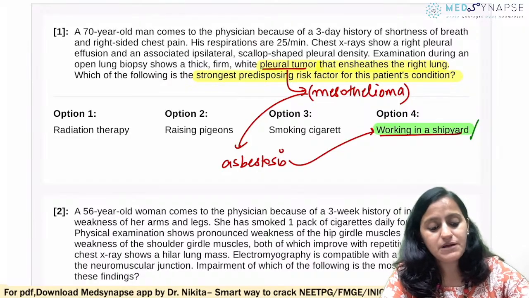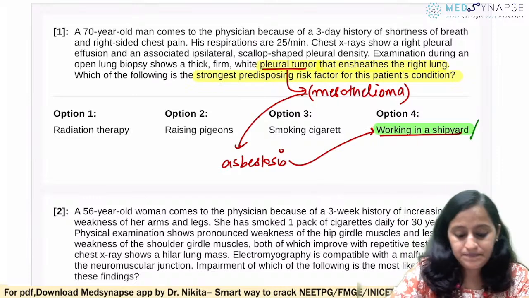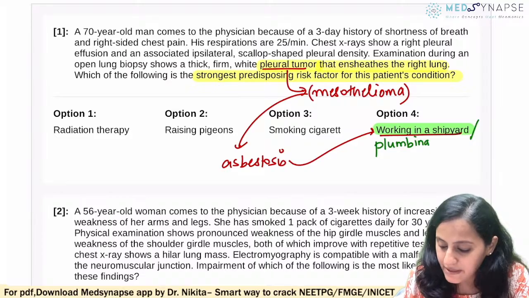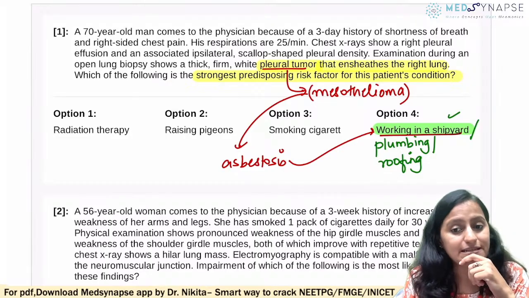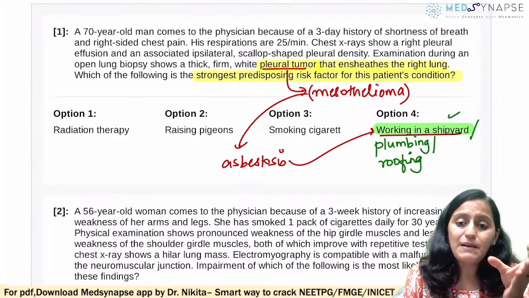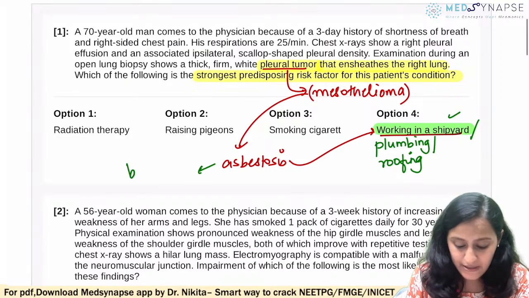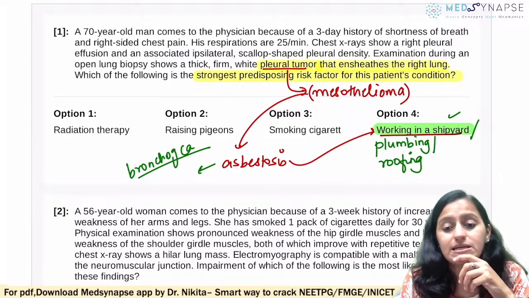Apart from shipyard, what is the other occupation that it is associated with? Remember, the other option that can be given is also plumbing or roofing. Okay, plumbing or roofing can also be one of the options. Shipyard, definitely you have to remember. And apart from mesothelioma, asbestosis is also associated with bronchogenic carcinoma. Okay, bronchogenic carcinoma is what it is associated with.